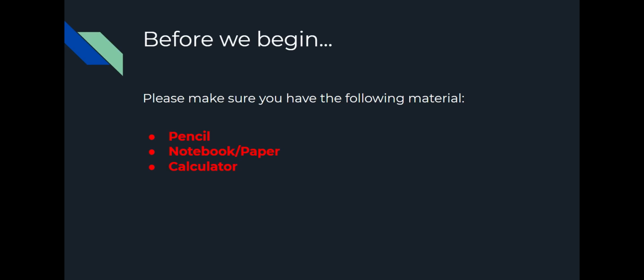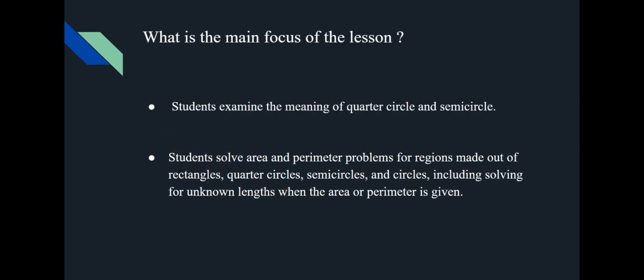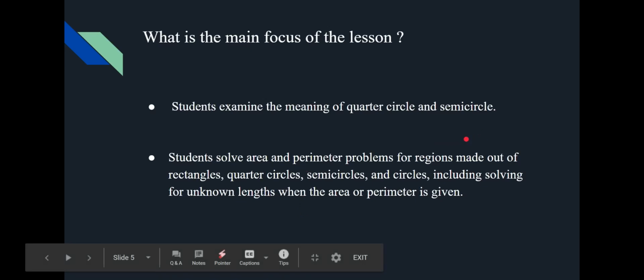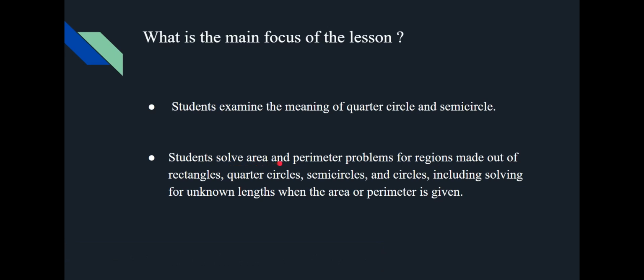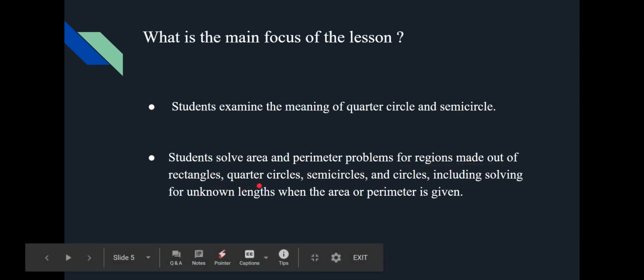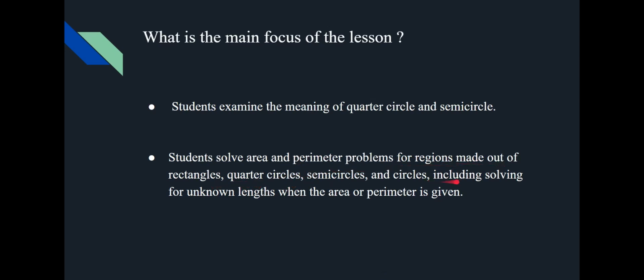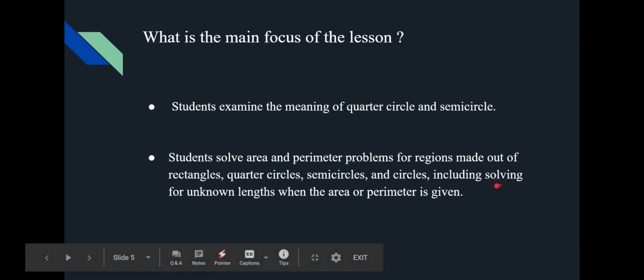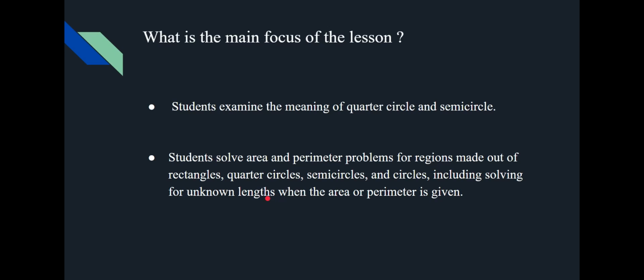Let's keep going. What is the main focus of this lesson for today? Students will examine the meaning of quarter circle and semicircle. Students will also be able to solve area and perimeter problems for regions made out of rectangles, quarter circles, semicircles, and circles, including solving for unknown lengths when the area or perimeter is given.